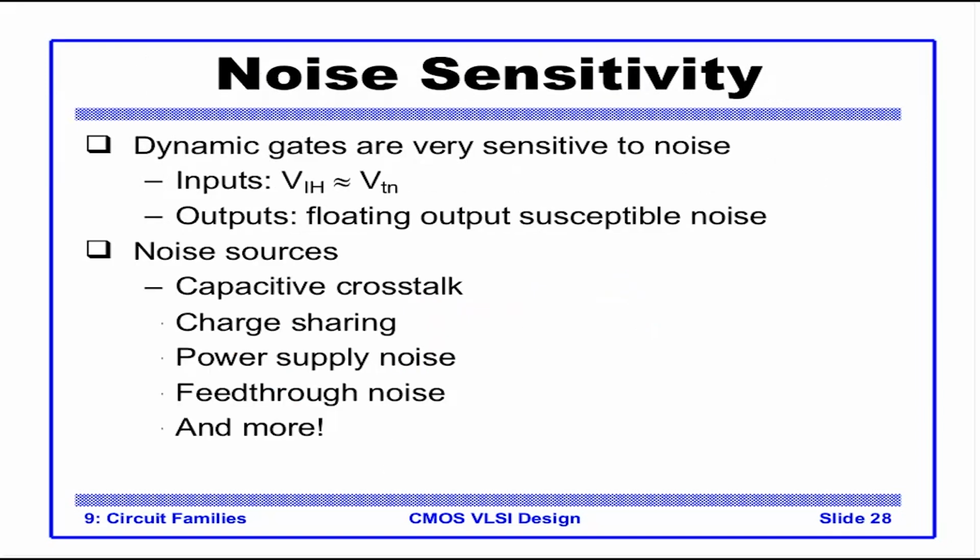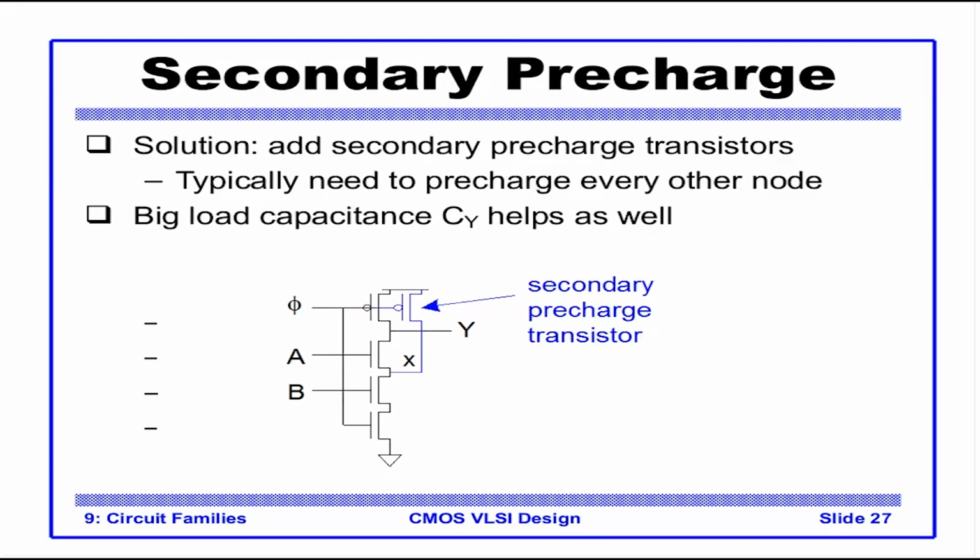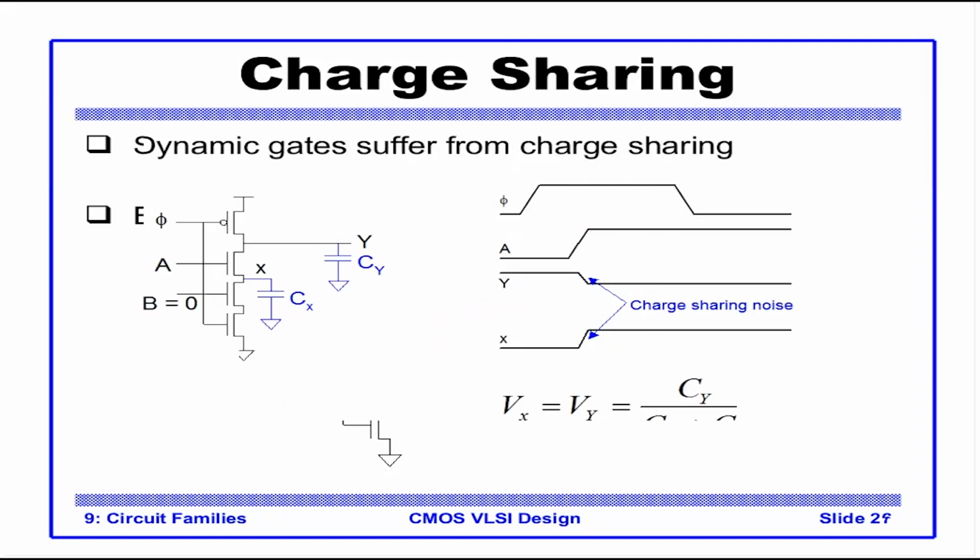Other problem, the third problem, is the noise sensitivity. The dynamic gates are very sensitive to noise. Why? Because the input high value VIH is equal to Vt. It means that the NMOS here. Now let's go back to the inverter circuit.